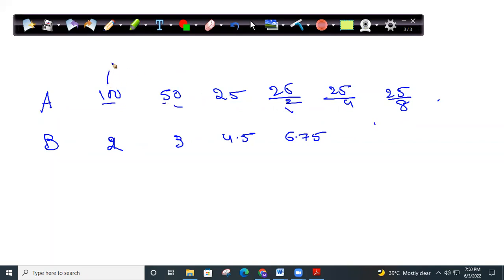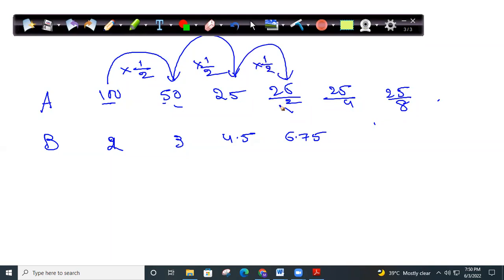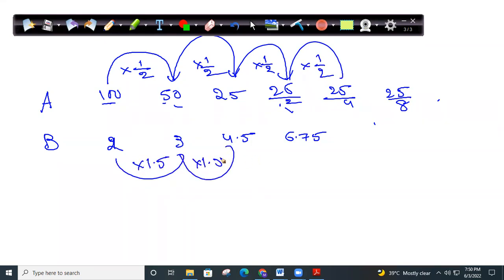Because I need to multiply 100 with 1 by 2 to get 50. I need to multiply 50 with 1 by 2 to get 25. I need to multiply 25 with 1 by 2 to get 25 by 2. Again, I'm multiplying here also. I need to multiply 2 with 1.5 to get 3, 3 with 1.5 to get 4.5, and 4.5 with 1.5. I'm sorry if this number is wrong. I'm also multiplying in the first case, and I'm also multiplying in the second case.